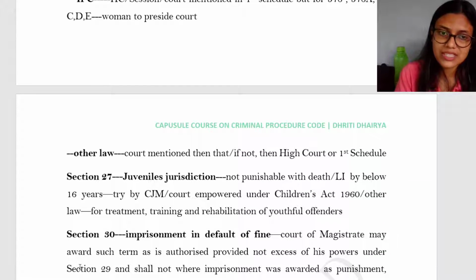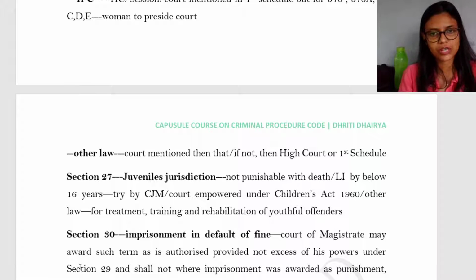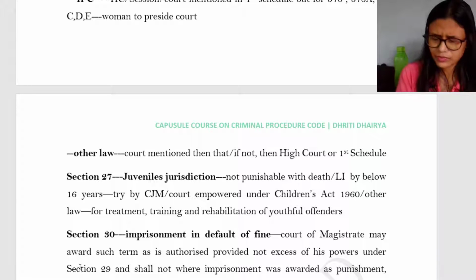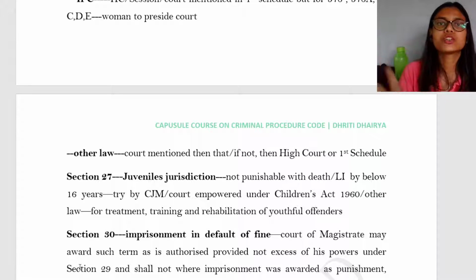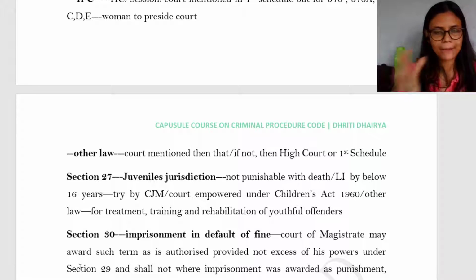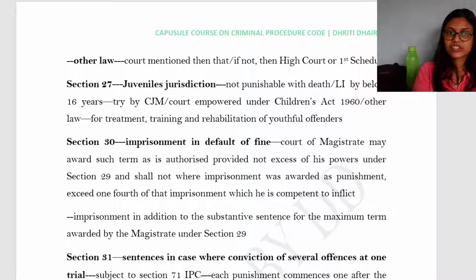Then we see section 27, which is talking about the juveniles' jurisdiction. So if that particular offence is not an offence punishable with death or life imprisonment, and it has been committed by whom? By a person who is less than 16 years. Who will try it? It will be tried by the CJM or any court which has been empowered under the Children's Act 1960 or any other law for treatment, training and rehabilitation of such youthful offenders. So section 30 is talking about what? Where imprisonment in default of fine can be given. So a court of magistrate can also award such term of imprisonment where there is a default on payment of fine, provided that it is not in excess of his powers which are mentioned under section 29.